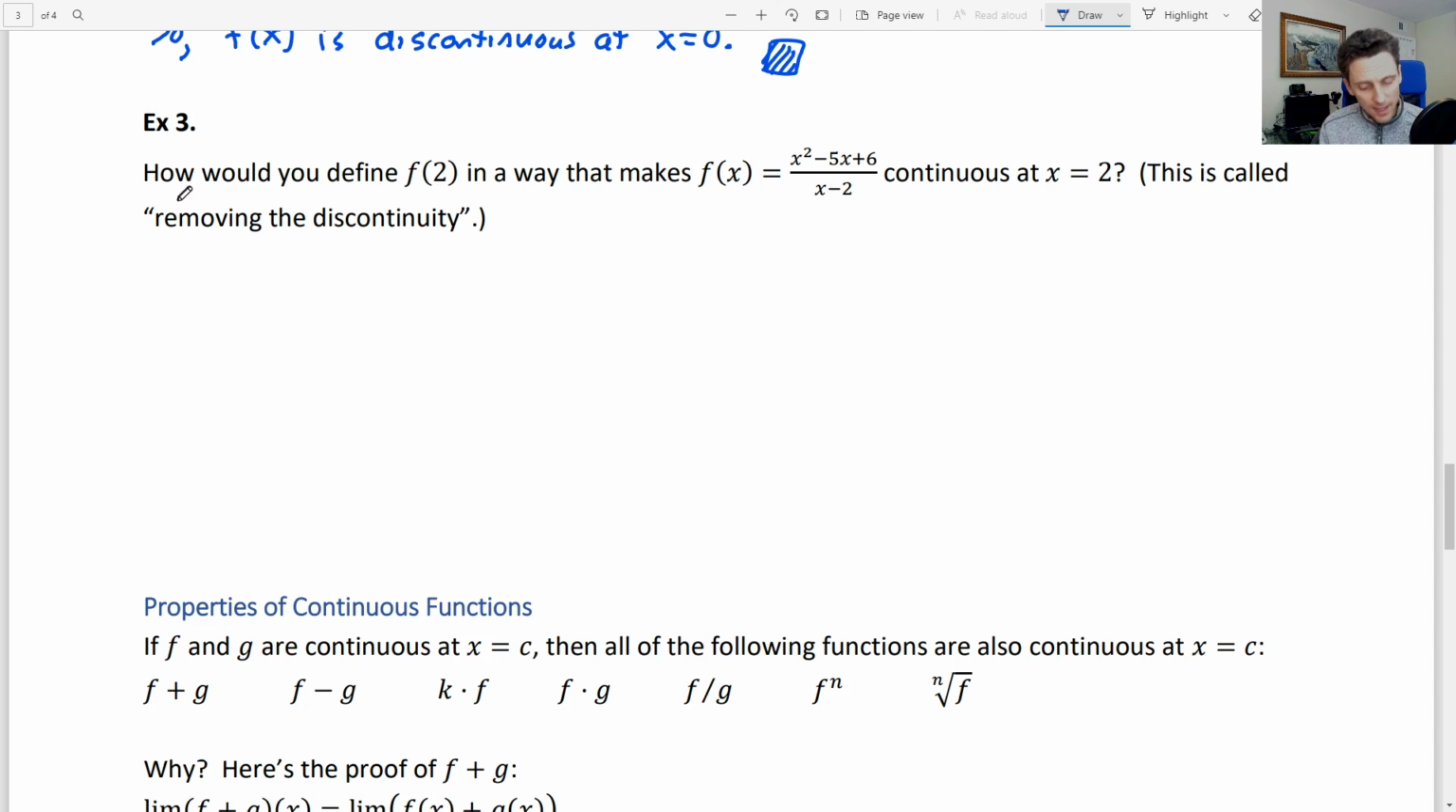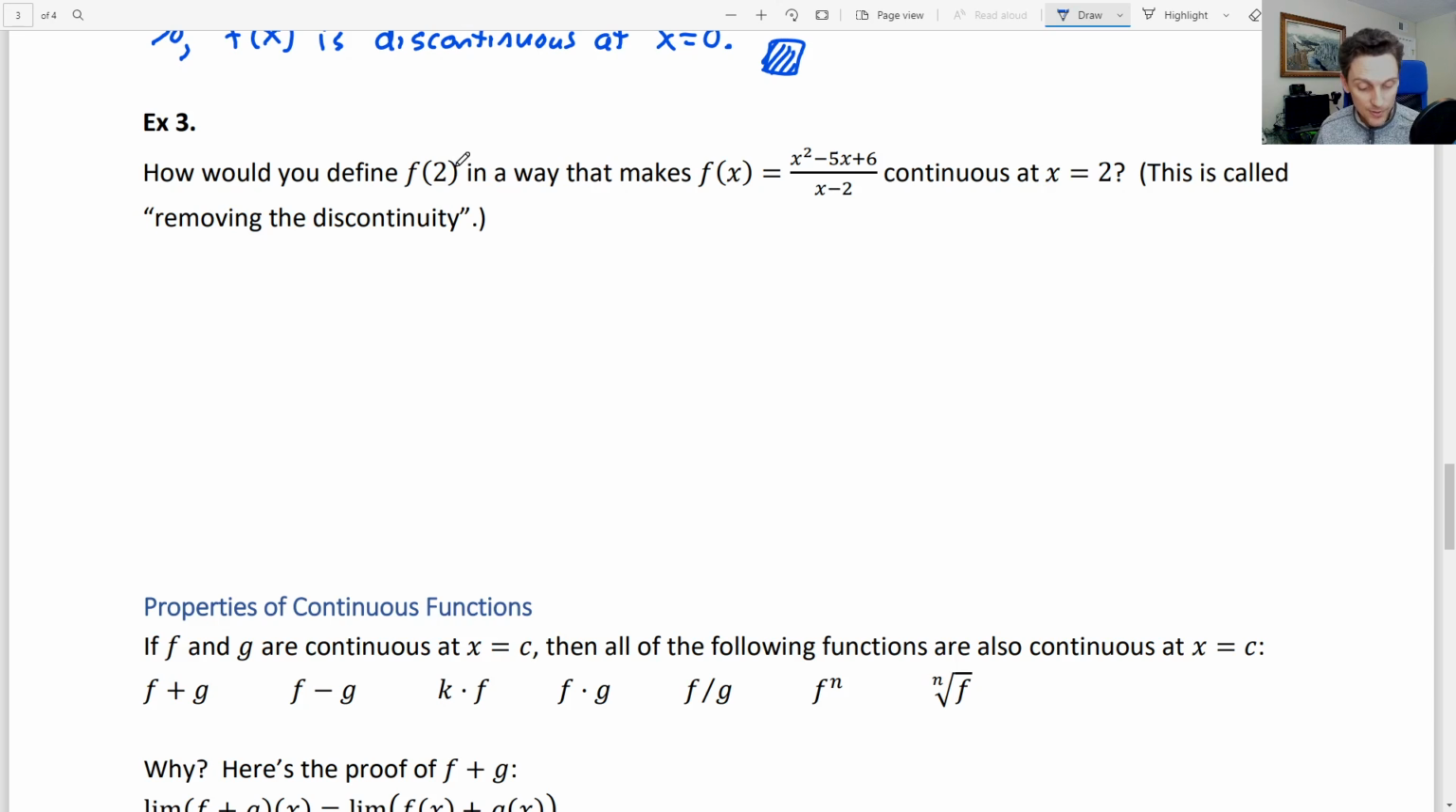It says, how would you define f of 2 in a way that makes f of x equals x squared minus 5x plus 6 over x minus 2, so this rational function, continuous at x equals 2? This is called removing the discontinuity that's happening at x equals 2. Now you can tell right away why this function f is discontinuous at x equals 2. Why is that? How can you just tell by looking at it? Yeah, because if you plug in 2, the bottom becomes 0, and that makes the function undefined. So definitely it's going to be discontinuous at x equals 2.